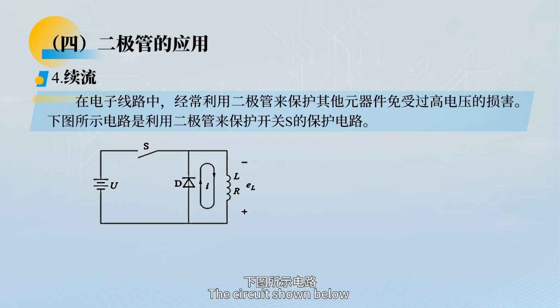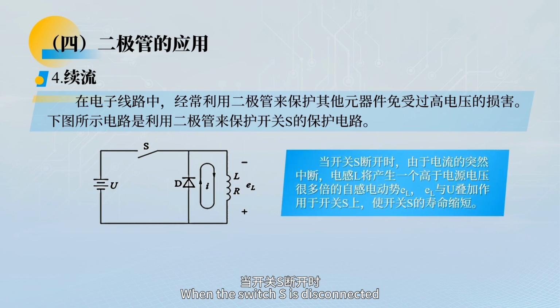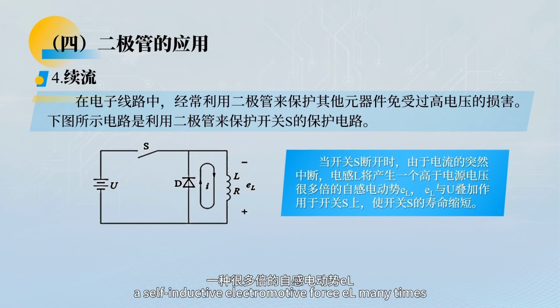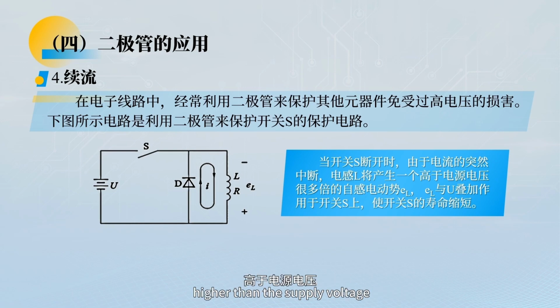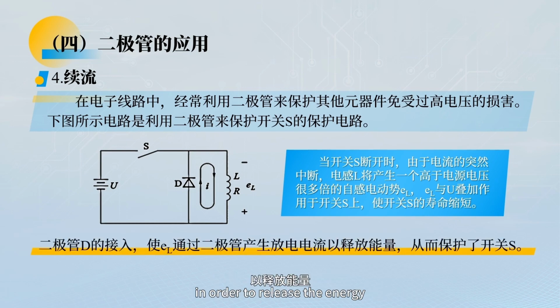The circuit shown below is a protection circuit that uses a diode to protect switch S. When the switch S is disconnected, due to the sudden interruption of the current, the inductor L will generate a self-induced electromotive force many times higher than the supply voltage. This EMF and the supply voltage U act superimposed on the switch S, which shortens the life of the switch S. The diode D causes L to generate a discharge current through the diode in order to release the energy and protect the switch S.